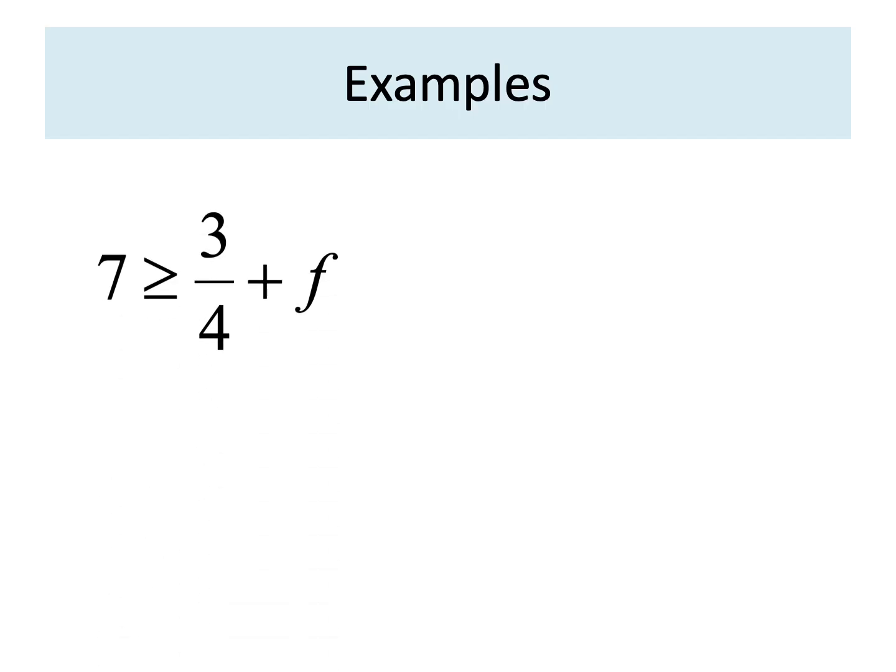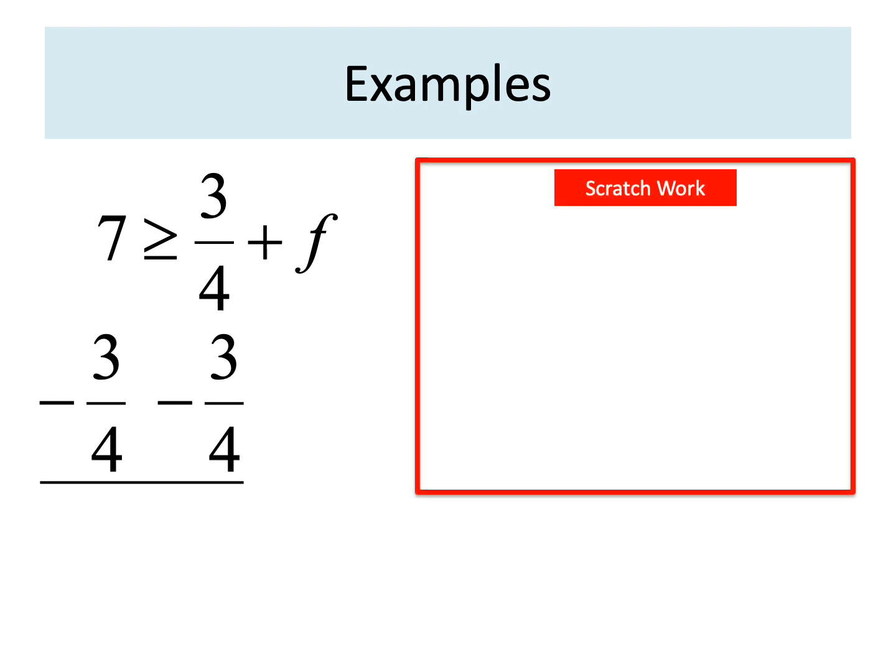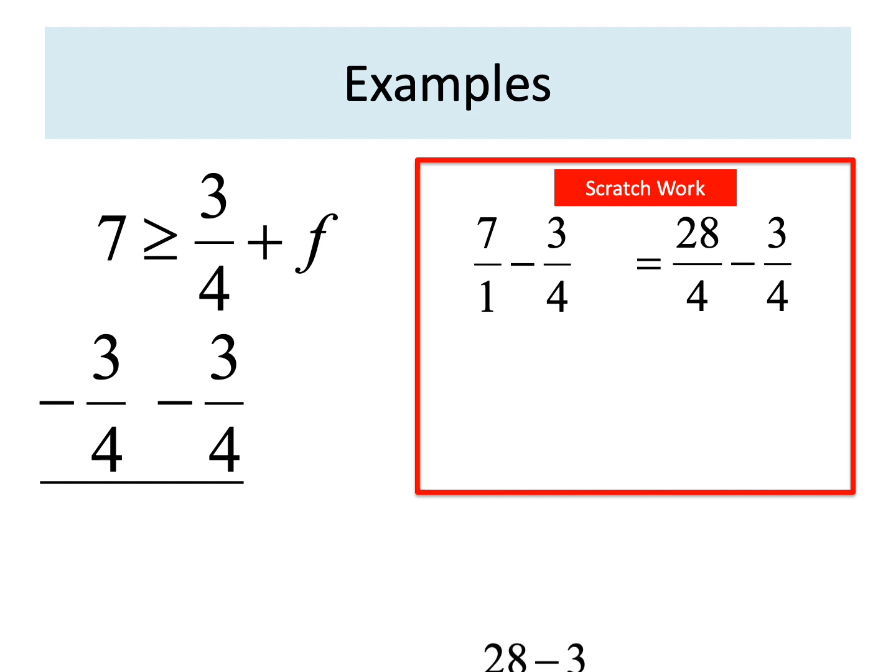All right, another one. I have no mixed numbers, so I can leave that there. So what do I got to do? I got to subtract 3/4 from both sides. This is the one where I need some common denominators, right? The common denominator would be 4. So 7/1 minus 3/4. I need to multiply the 7/1 by what, 4? So I would get 28/4. 28/4 minus 3/4 is 25/4.